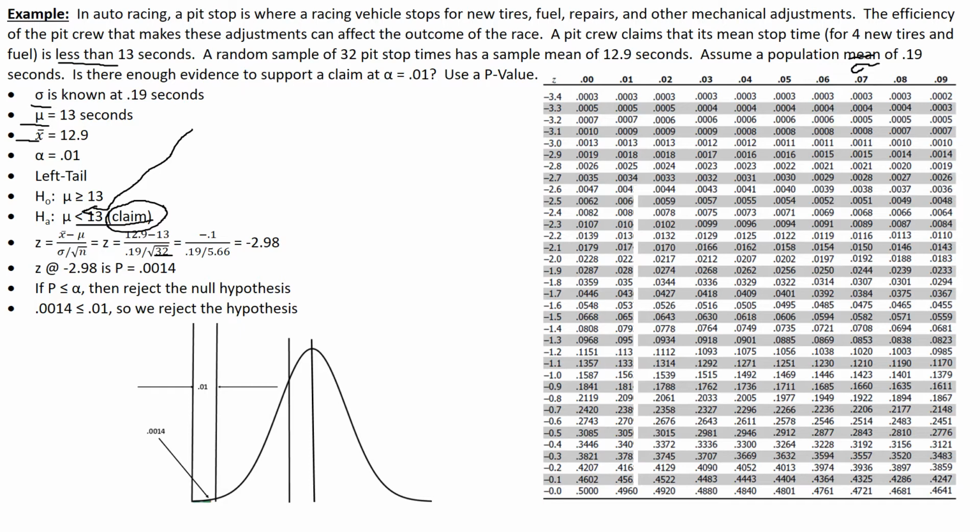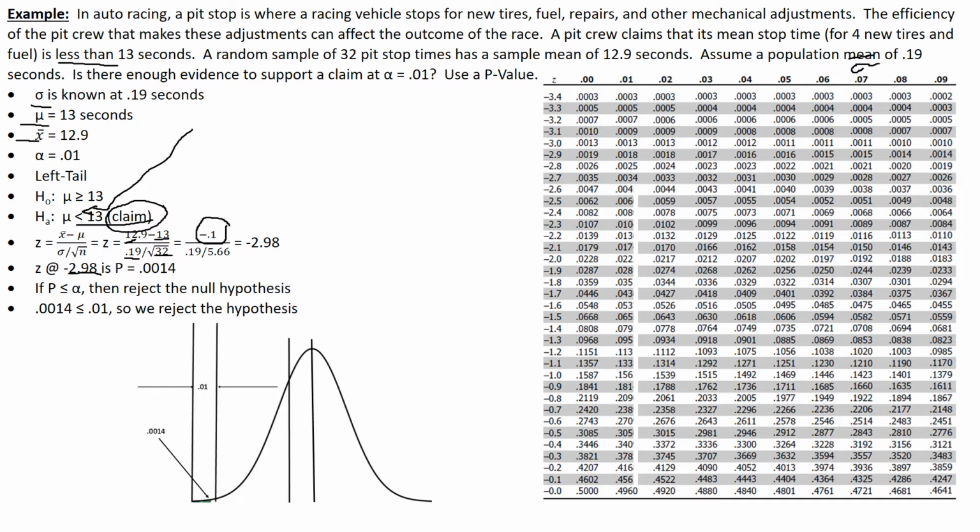So let's plug these numbers in. My sample mean is 12.9 seconds right here. My population mean is 13, so that's minus 0.1. My deviation is 0.19 right here, divided by the square root of 32, which is 5.66. So negative 0.1 divided by 0.19 divided by 5.66 equals negative 2.98. So my z-score is negative 2.98.